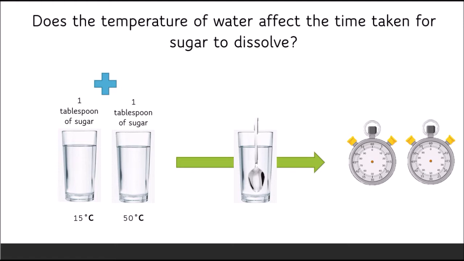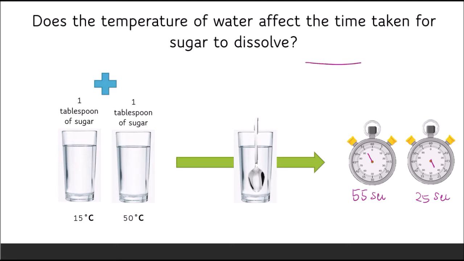Here maybe I will get 50 seconds. Yes, I got 50 seconds for 15 degrees Celsius. Next, I will take another glass with 50 degrees Celsius, and then I set up the stopwatch. Then I stir to dissolve the sugar. After the sugar dissolves, I will get the reading. Let's say 25 seconds. Now, did you get and understand this experiment? Okay, good. Let's find the information or the variables for this experiment.